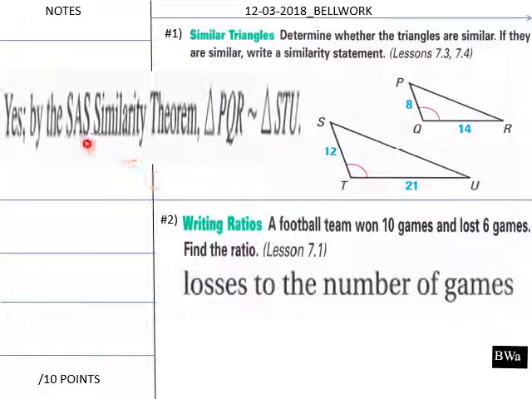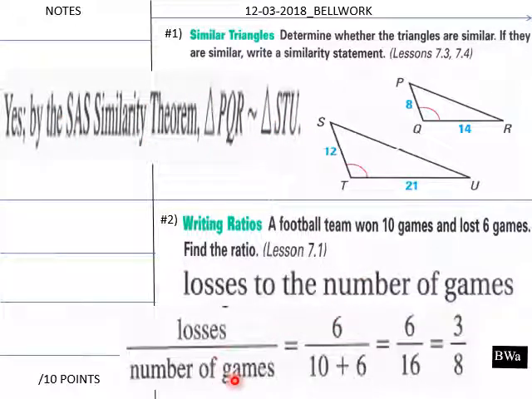Okay, welcome back. Yes, by the SAS similarity statement, triangle PQR is similar to STU. You'd find that by finding the ratios of all your similar sides and seeing if they equal each other. This is 8 to 12, and then 14 to 21. So it looks like it would be 2 to 3 in this case. 2 to 3 would be your scale factor, which makes them similar. In this situation, losses to number of games would be 6 to 16, which is 3 to 8, the correct answer here.